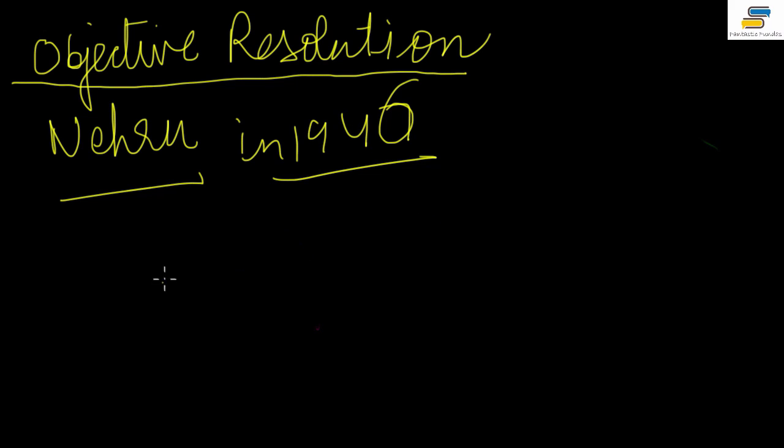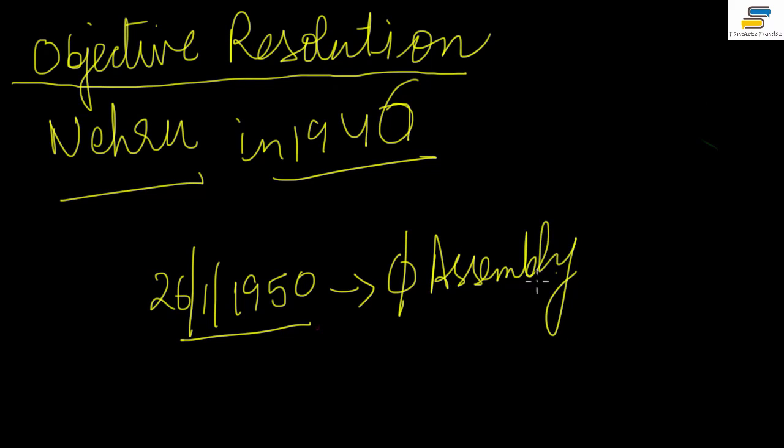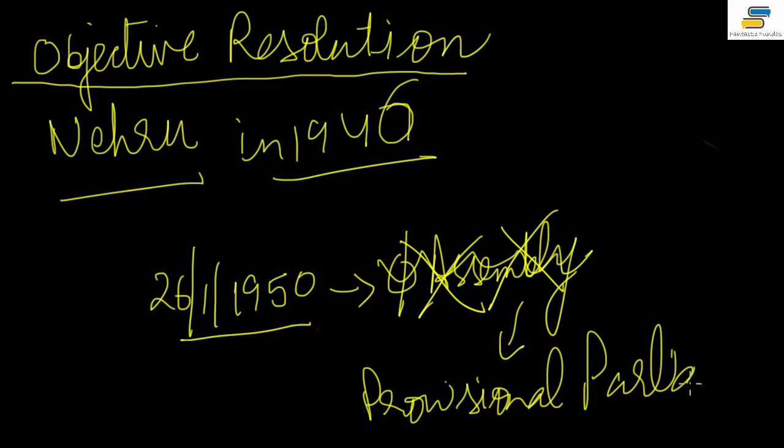Now on this day, that is 26 January 1950, what happens? Very important thing. This Constituent Assembly ceases to exist. It is no more, right? It's over. And what follows is the Provisional Parliament of India, because it will take some time to conduct the elections also, and finally it is in 1952 that elections are held in India.